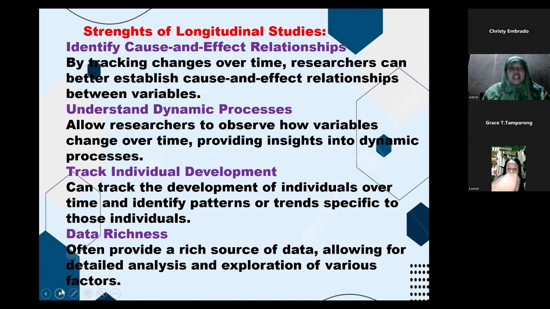The next is the understand dynamic process. This allows researchers to observe how variables change over time. Dynamic process. For example, a person who smokes from a young age, we can then see the cause and effect, as there are changes not only in his physical self but also in his mind and his features.